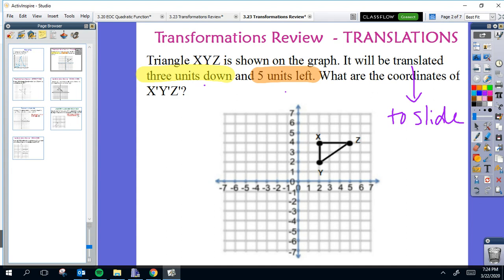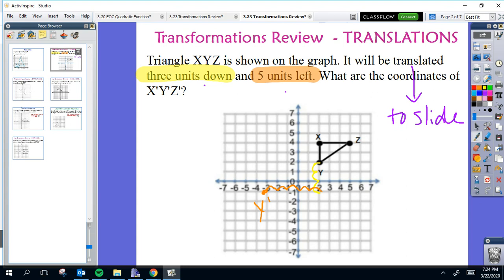I'll begin with y. So 3 units down, I go 1, 2, 3, and then I go 5 to the left. Let me color match this. 3 down, 1, 2, 3, and 5 to the left, 1, 2, 3, 4, 5. So my new coordinate is going to be y prime at negative 3, negative 1.